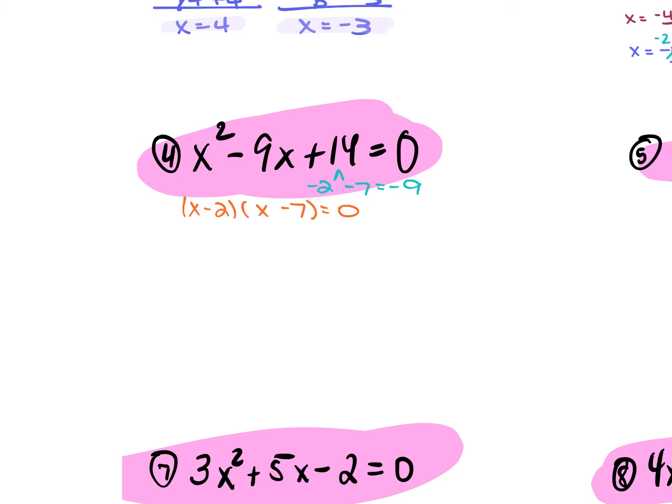Set each part equal to 0 then. So x minus 2 is equal to 0, and x minus 7 is equal to 0. For the x minus 2 is equal to 0, what are you going to do? Add it to both sides, right? So that gives you x is equal to 2. For the x minus 7 is equal to 0, what do we do? So x is also positive 7.